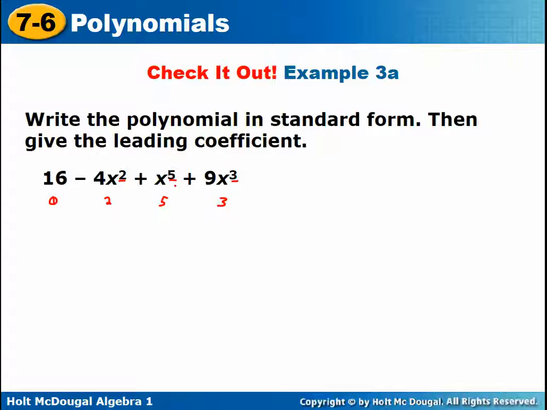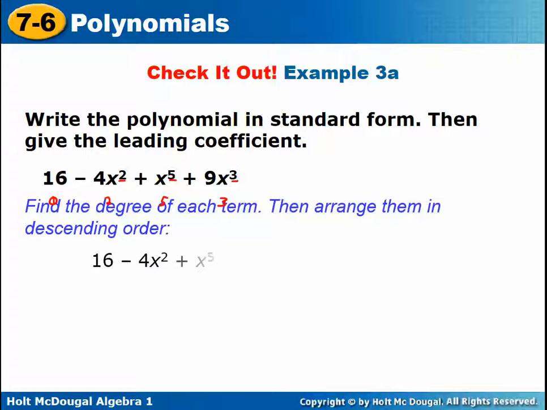The highest of those is the x to the 5th. So you're going to write x to the 5th plus 9x to the 3rd minus 4x squared. See again that this minus sign stays with this. It's one piece. And then finally plus 16 at the end.